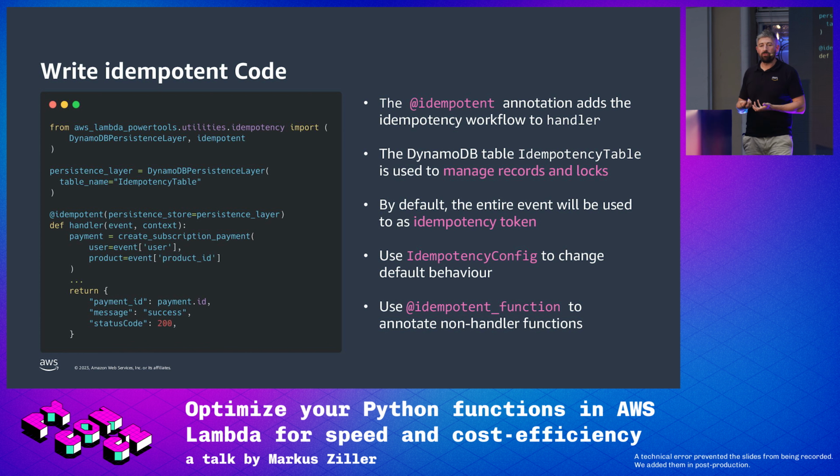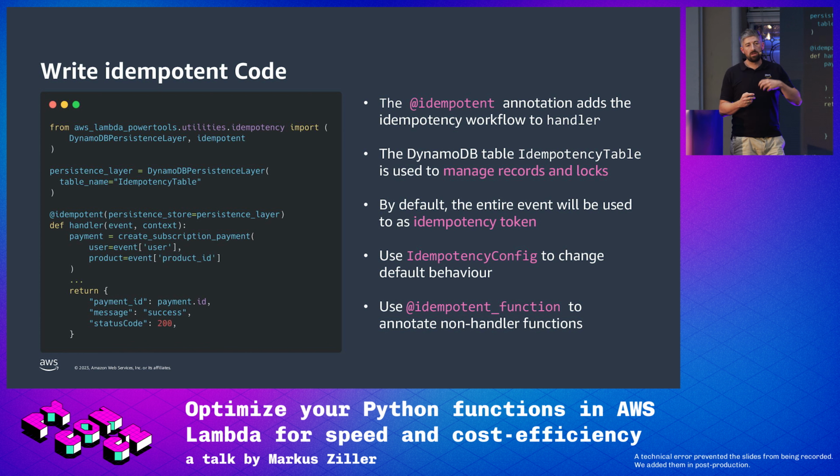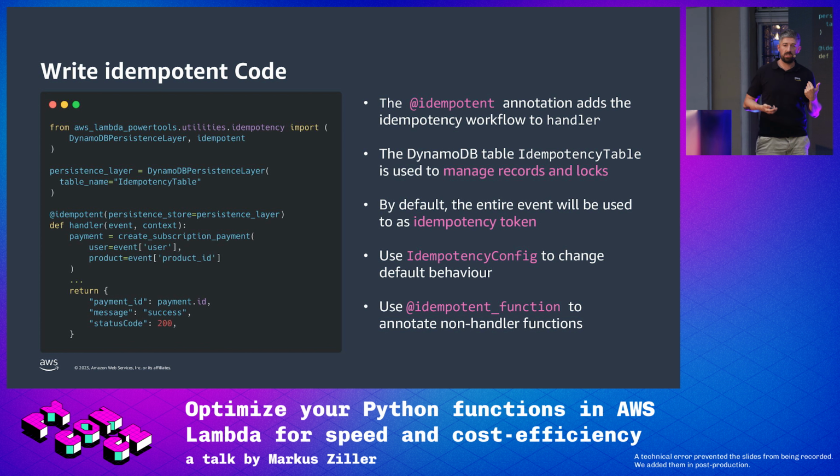It creates a token for every event that comes in that you can configure. And then for the first execution, it stores the result in the table. And for any further execution, it looks it up. If it's not there, it runs the execution. Otherwise, it returns the stored result. That guarantees you that this is only executed once. So if you care about idempotent code, it's the best way to do it.